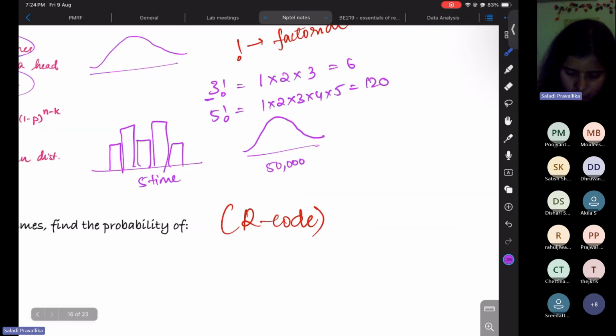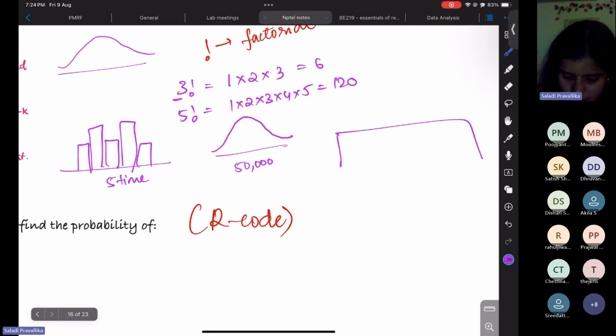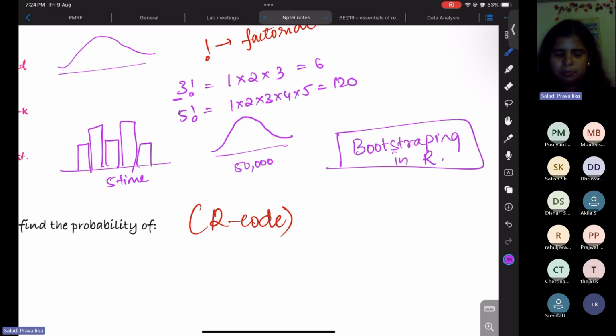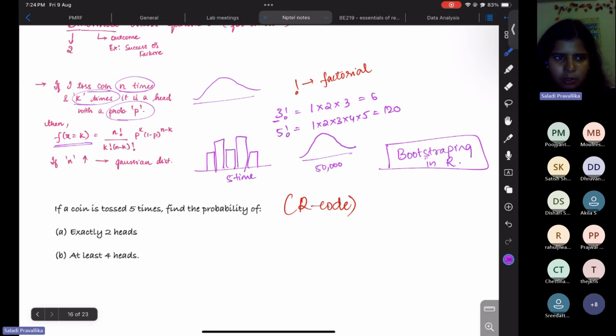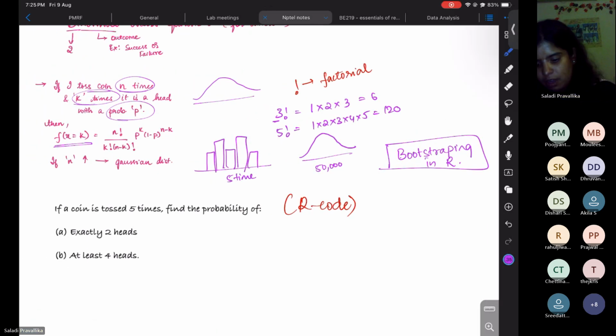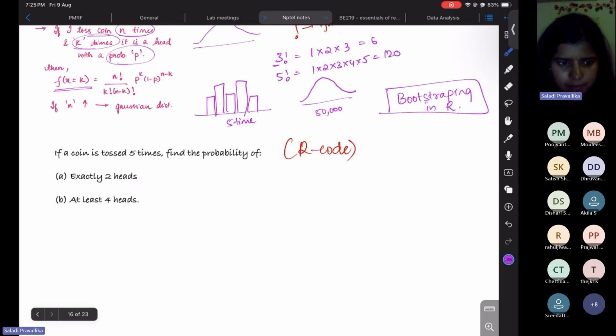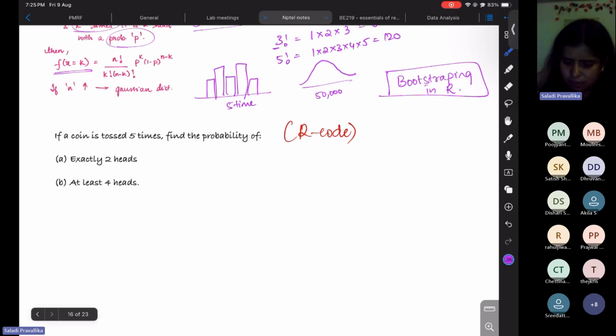Okay. If you want, you can look up something called bootstrapping in R. There are many YouTube videos. Because of the time constraint, I'm not going till that. But if there is some time remaining at the end, I'll definitely show bootstrapping as well. If time is limited, you can have a look at it on the internet.